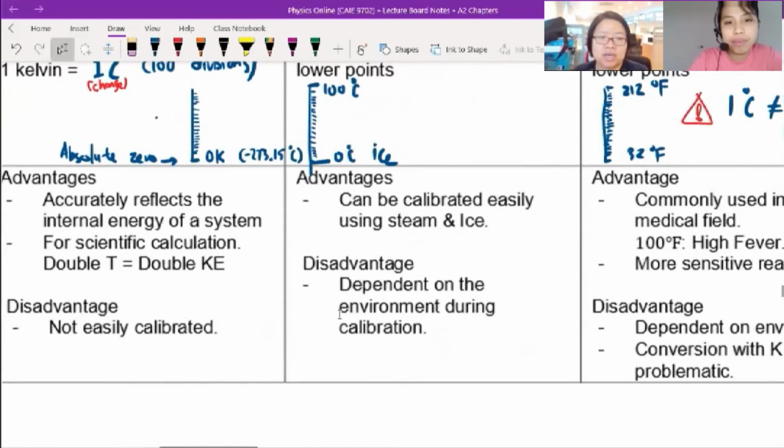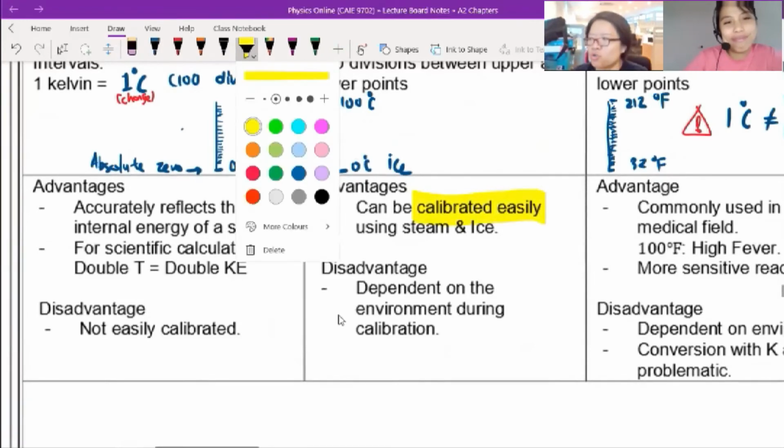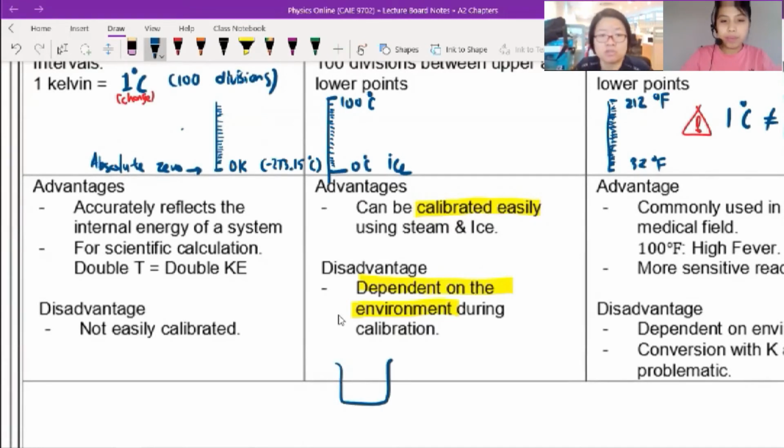So of course, you can see the advantage of the Celsius scale is that it can easily be calibrated. Most people understand, you don't really need to think. You're most used to it lah. The disadvantage here is it depends on the environment during calibration. So we all know that water boils at 100 degrees Celsius, provided your surrounding is 1 atmospheric pressure. But what if your lab is in Cameron Highlands? Different boiling point. Then how to calibrate?